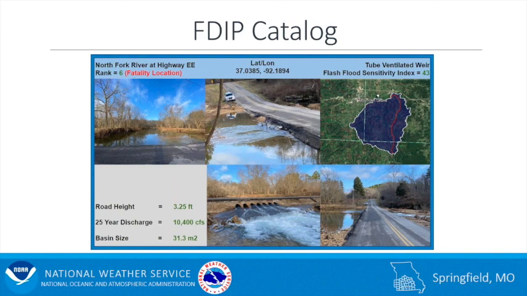We also indicated if it was a fatality location inside of the catalog, the lat-long position, which type of crossing it is, of course, the sensitivity index, and then some images upstream of the flood point and of the flood point itself, and also an image from Google Earth Pro of the basin shape files and the longest flow path inputted inside of Google Earth Pro. And then we also included some basin characteristics such as the size, the 25-year discharge, and the road height.